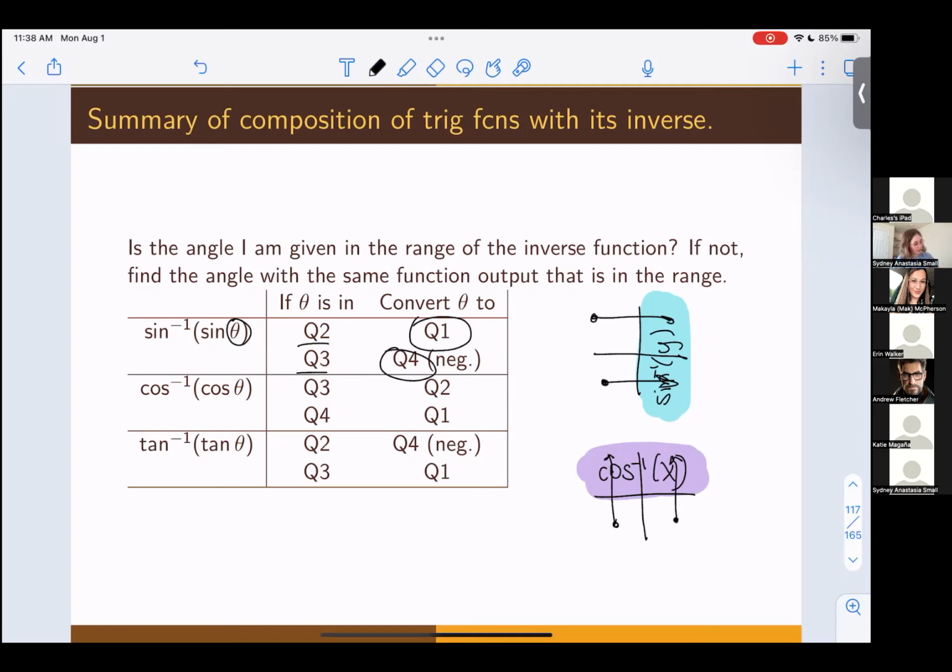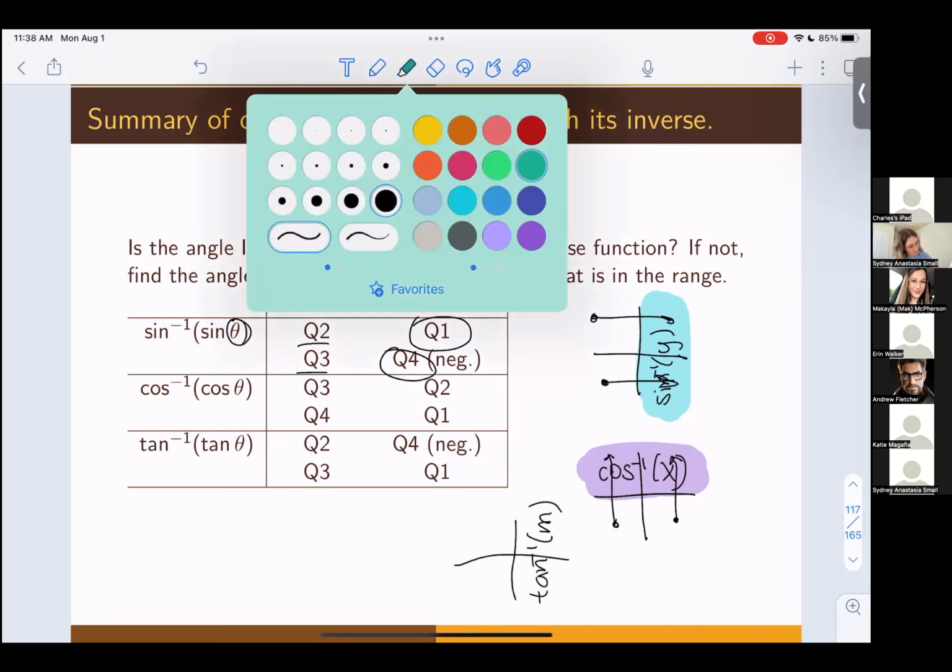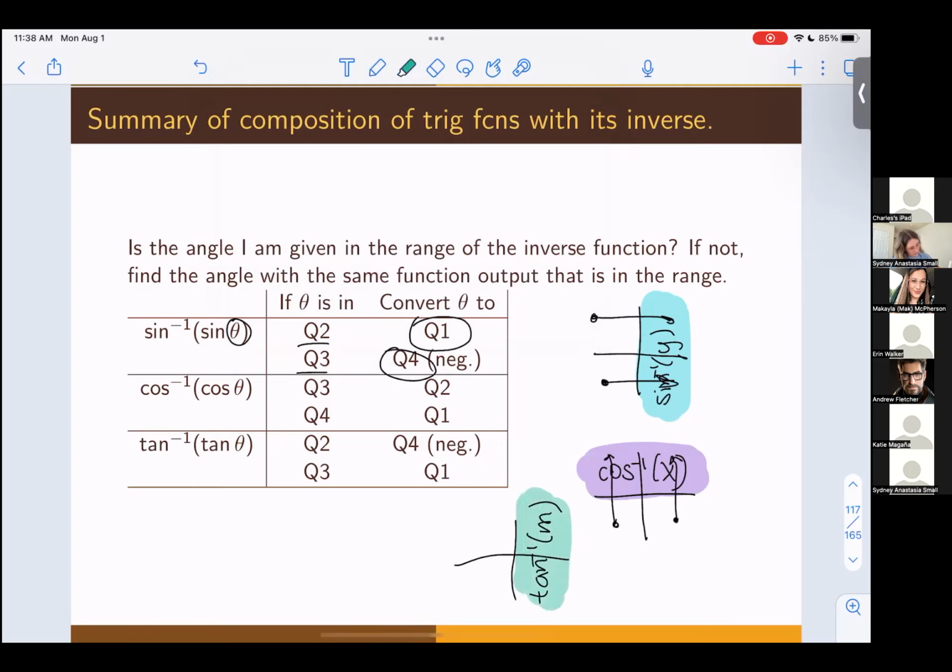Okay, what about tangent? We know that tangent inverse of some slope is defined over here. Just coloring that in. We know it's defined over here. Neat. So if we're given angles in quadrant 1 or quadrant 4, we're good to go. We don't need to do any conversion. We can just let them unwrap each other and the answer is theta. Beautiful. But what if we're given something in quadrant 2 or quadrant 3?